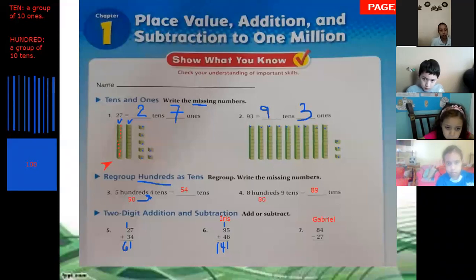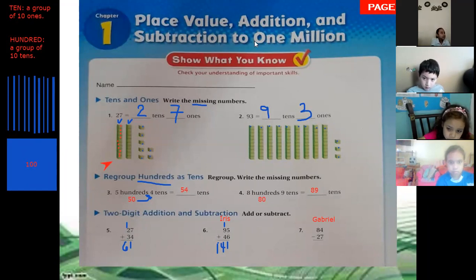4 minus 7 is not 3, because 4 is less than 7. No, a 4 no le puedo quitar 7, porque 4 es menor que 7. So that's not possible. So what do we have to do?